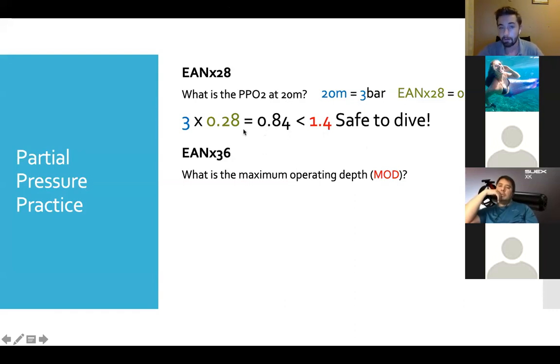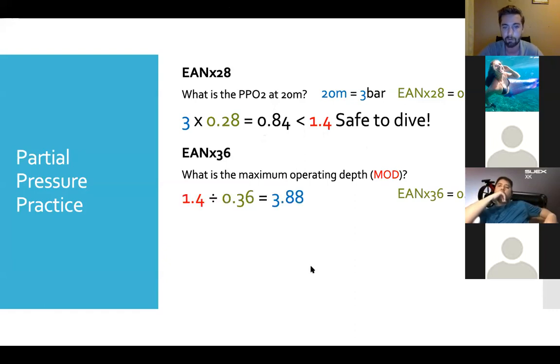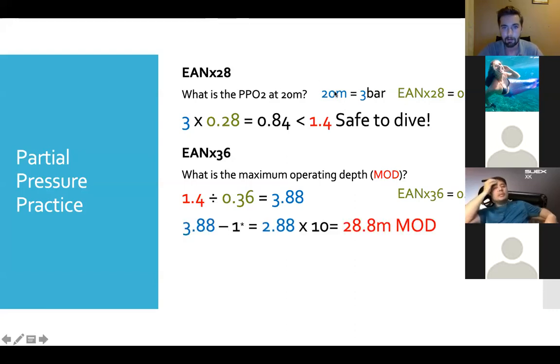Now, that's a great way of doing that, but if we want to find out the maximum, we can do this again for a nitrox 36 tank. So right away, we know the surface partial pressure is 0.36, which is 36%. So we will divide 1.4 by that and we get 3.88. So again, if we subtract the one starting atmosphere from the surface, we get 2.88, we multiply that by 10, and we get a 28.8 meter maximum operating depth. So these are the two calculations that we're going to want to pursue with nitrox tanks and partial pressures in general.